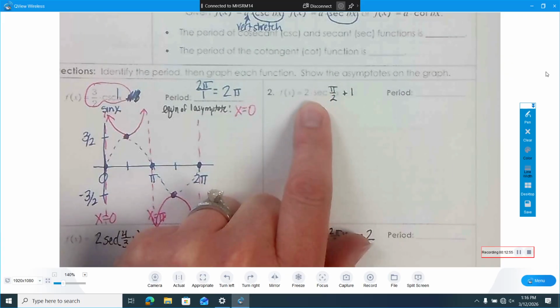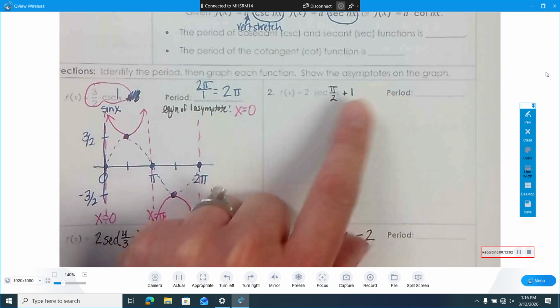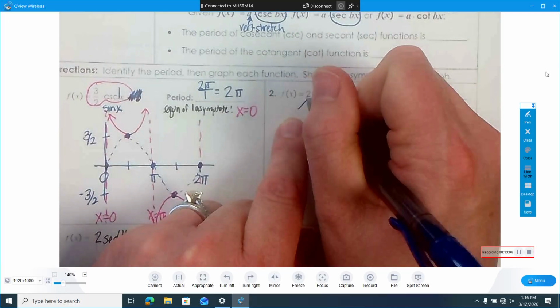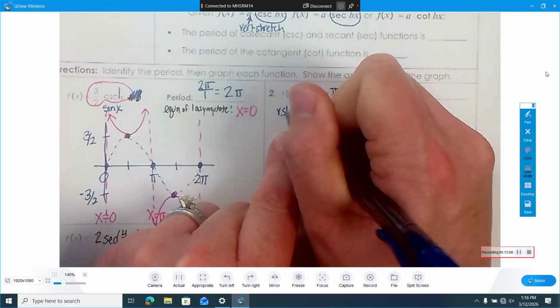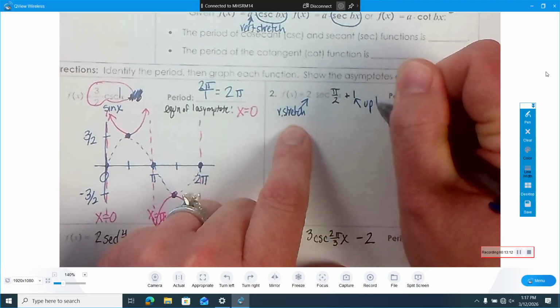Number 2 is 2 times the secant of pi over 2x, and then a plus 1. What does this plus 1 do? Yeah. And what does the 2 do? Yeah, it's an amplitude. It's a vertical stretch. All right. And this one goes up 1. Okay.